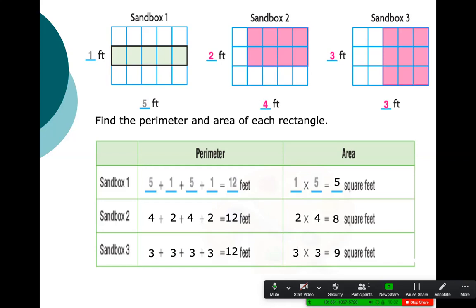Another question for you. How are the sandboxes alike and how are they different? Can you tell? Yes, you're of course right. It's very easy. All 3 rectangles have a perimeter of 12 feet, while they have different side lengths and different areas.